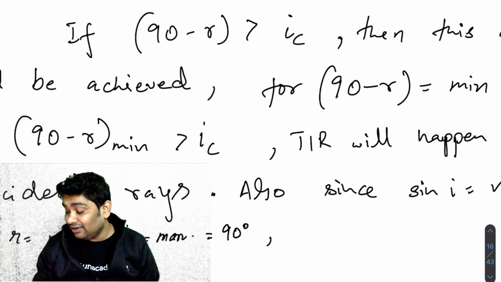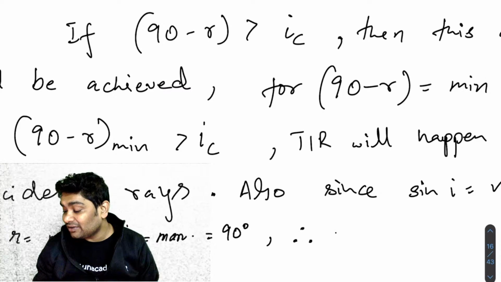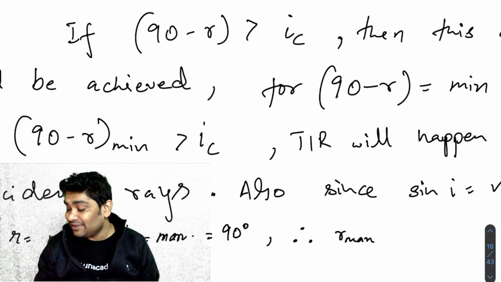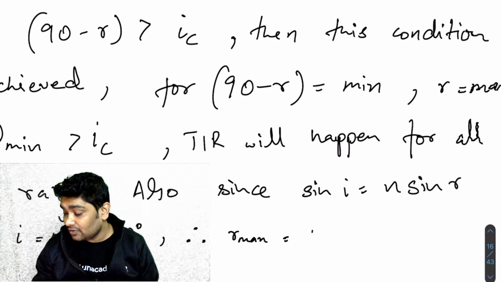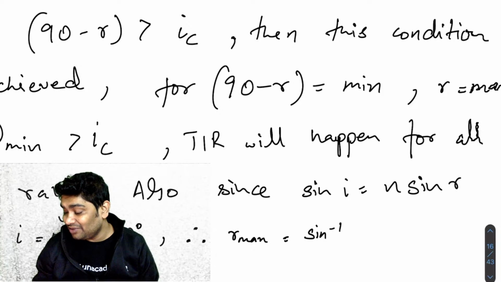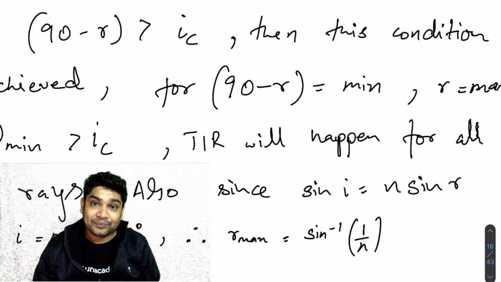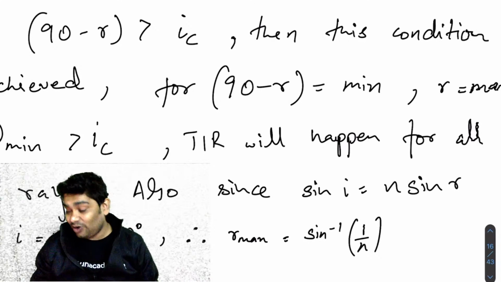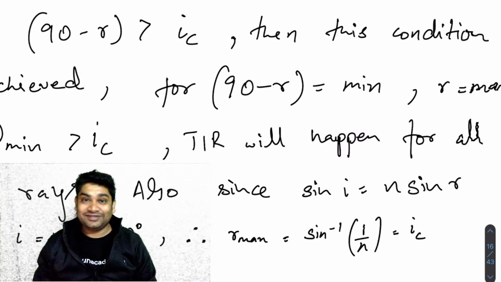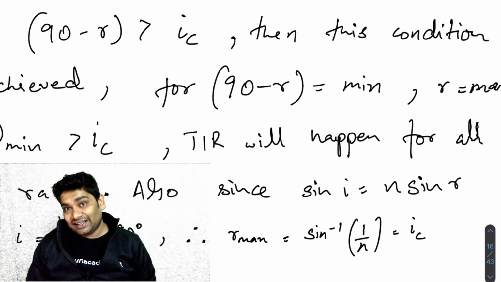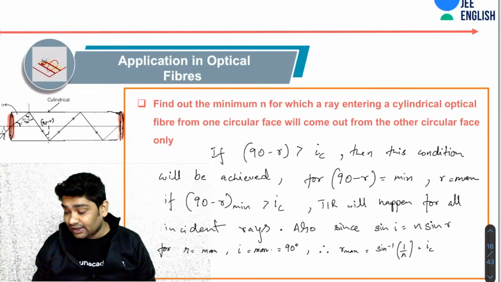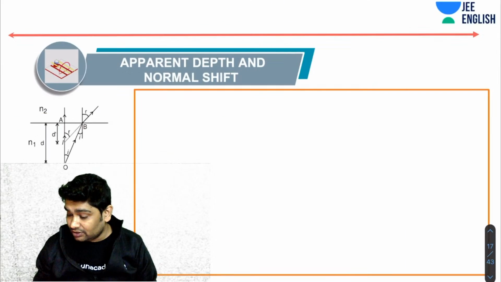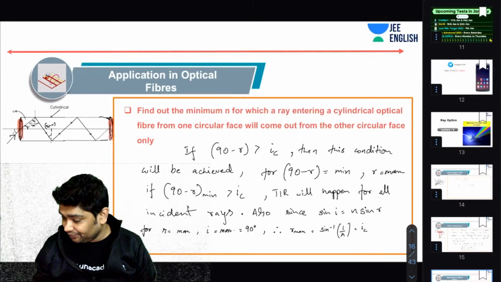So what I will realize is therefore R max is equal to sine inverse of 1 over n. Agreed? Or it is equal to the critical angle itself, right? It is equal to the critical angle. Now I want this to be just greater than the critical angle again.